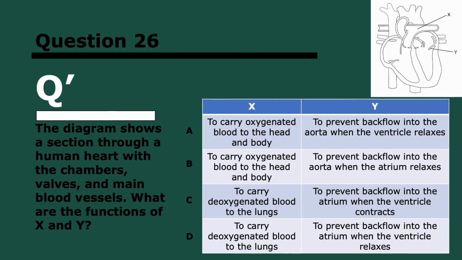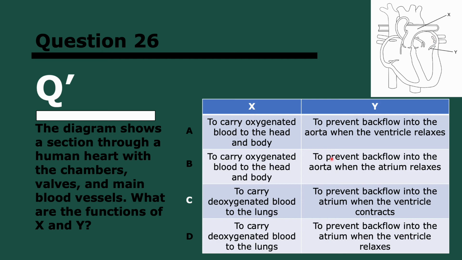Okay. So still with the heart. The diagram shows a section through a human heart with the chambers, valves, and main blood vessels. What are the functions of X and Y? Remember left side, right side. Okay, 3, 2, and 1. So I think Y is the easiest one. The atrioventricular valves shown here prevent backflow from the atrium into the ventricle when the ventricle contracts. So when blood has come all the way here to the ventricle and it contracts, you want it to go down the artery. You do not want it to go back into the atrium. So I think that's pretty straightforward.